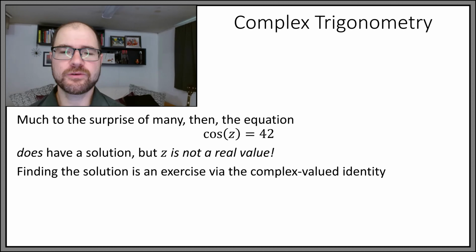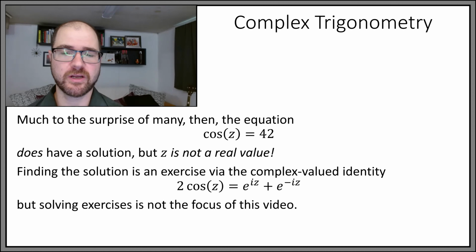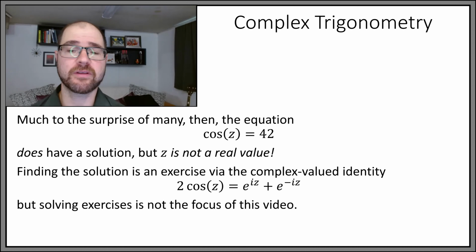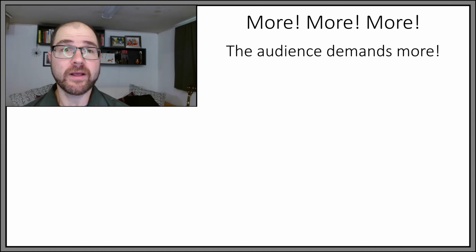Finding the exact solution is an exercise using the identity that 2 times the cosine of a complex number is e to the iz plus e to the minus iz, but this really isn't about solving exercises. These can be solved, it's not the worst thing in the world to do, we're just not going to spend the time to do it. Okay, what else can we do?